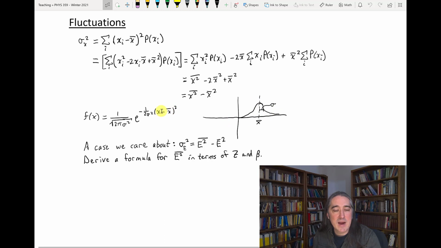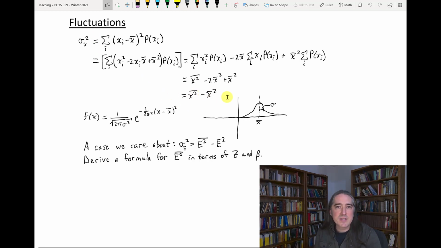X bar, or X average, is up here in the exponent. That's the peak of the bell curve. And then we had this 1 over 2 sigma squared in the exponent, and sigma gives us the width of the distribution. Just a normalization constant out front, which we talked about also in the first lecture. So sigma, the standard deviation, tells us about the width of the distribution. Sigma squared, which is the variance, is this sort of nicely calculable thing.